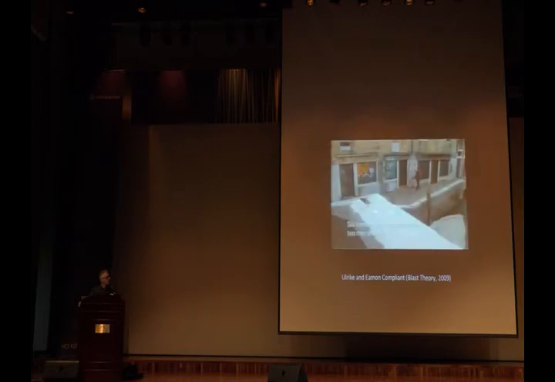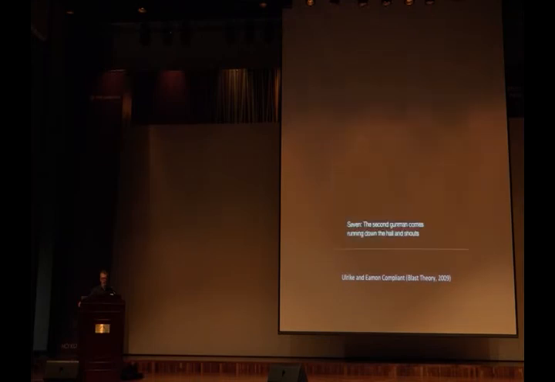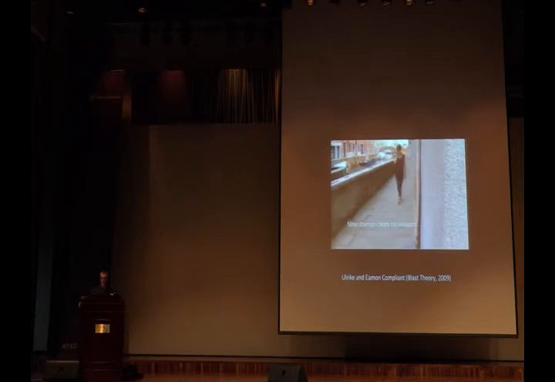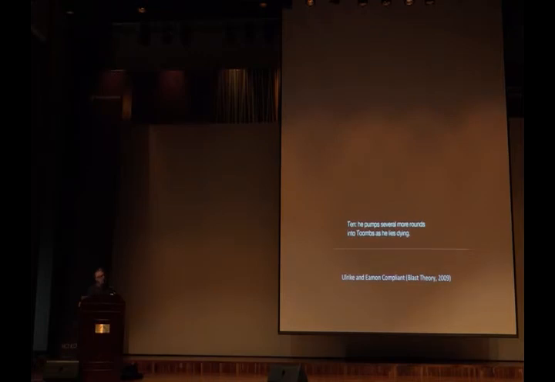6. Iceman leaps onto him and the two men struggle. 7. The second gunman comes running down the hall and shouts, "Stand back." 8. Iceman lets go and the second man fires several shots into Toombs. 9. Iceman clears his weapon. 10. He pumps several more rounds into Toombs as he lies dying.